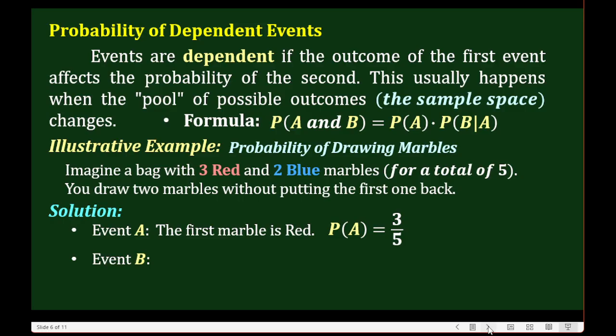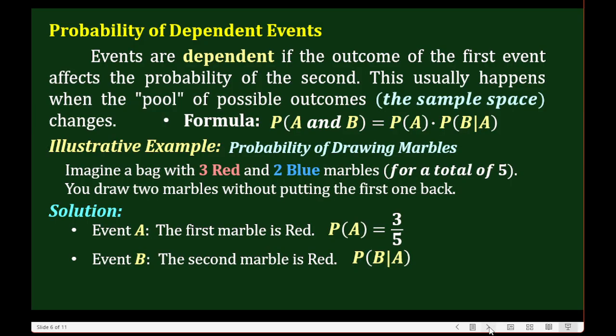Okay? Since you are not going to return the first red ball, it means the number of the remaining red ball is now 2. And as for the sample space, it is not anymore 5 but 4. Okay? So for the second event, you pick the second red marble. So that is your P of B, given that A already happening.